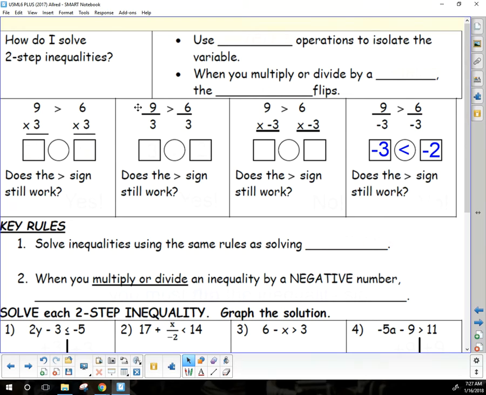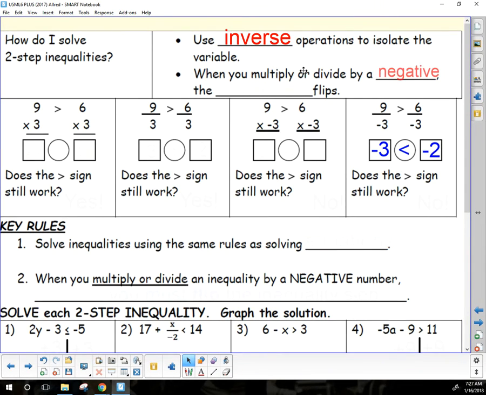To solve two-step or multi-step inequalities, we're still going to use inverse operations, just like we did when we solved equations, to isolate the variable, get it by itself. We're still going to talk about how the equation was built and unbuild it, just like we did earlier in the unit. The only difference between equations and inequalities is that there's no equal sign. Instead, there's a less than or greater than sign, just like we talked about Friday.